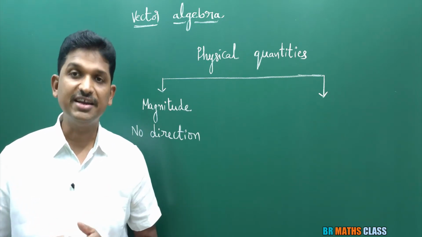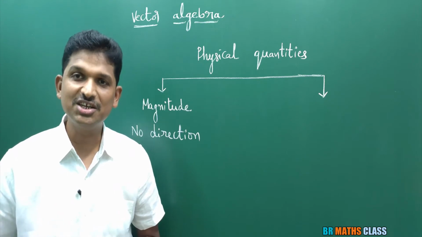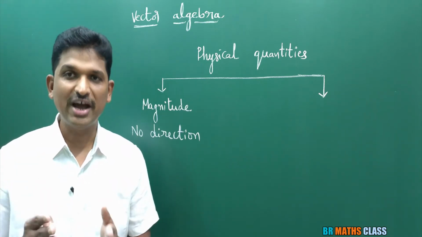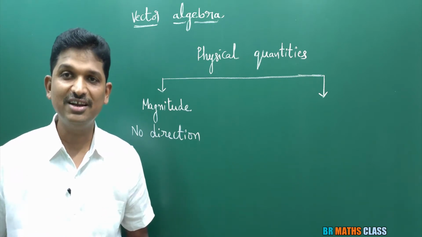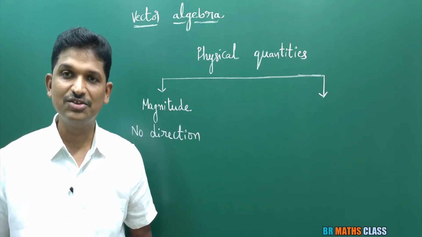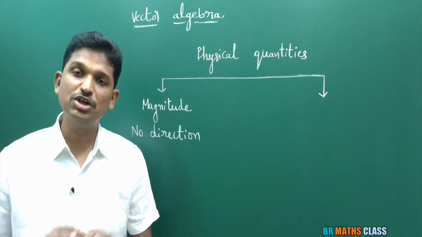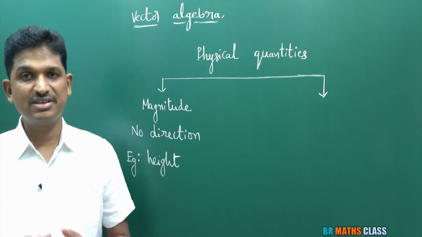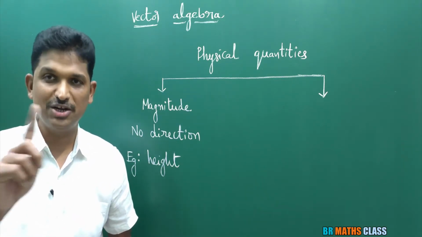Example, suppose height. If someone asks what is your height, you will not ask from which direction, from top to bottom or bottom to top. If your height is 5 feet, you will say 5 feet, or you will say it in centimeters, right? But for height, there is no need of any direction, correct or not? So, height is a physical quantity which needs only magnitude but no direction, okay? Height is an example for scalar. It is a physical quantity which is having only magnitude but no direction.